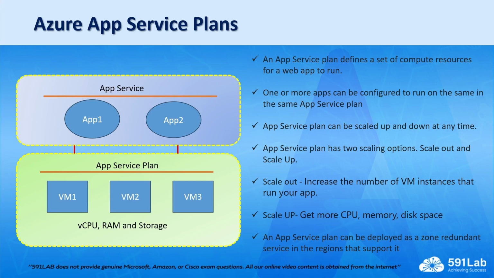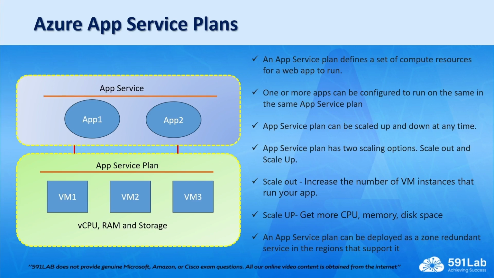We are also going to see about it when we go to the Azure portal. Scale out increases the number of VM instances that run our application. So if we choose the scale out option, Azure App Service is going to increase the number of VM instances for our app. And if we choose scale up, then we are going to get more CPU, memory, and disk space with the same instances.